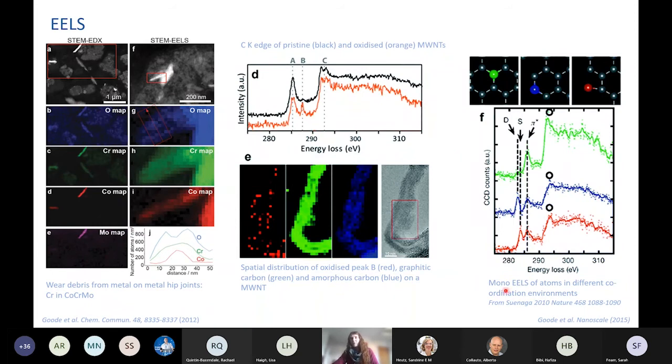And this is part of the same figure, although actually taken from a paper by Suenaga, where he, using a monochromator, has been able to see the different coordination environments even within a carbon ring, and you can see different peaks in that carbon structure. So you can start to separate out very specific atomic coordination within a sample.